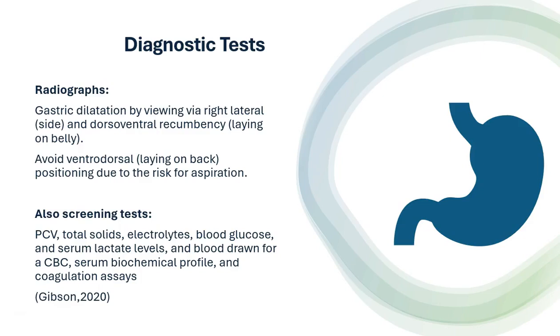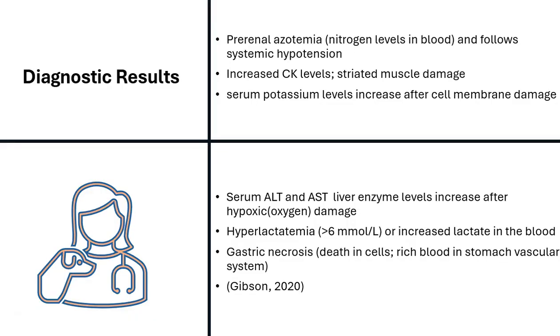Diagnostic testing includes radiographs and blood screening. The radiographs view the right side with the canine lying on the stomach, avoiding laying them on their back in case of vomiting. Blood screening includes PCV, CBC, serum lactate levels, and more. Also, blood screening will show increased nitrogen levels in the blood, increased CK levels, serum potassium increase, ALT and AST increase, lactate in the blood, and gastric necrosis.